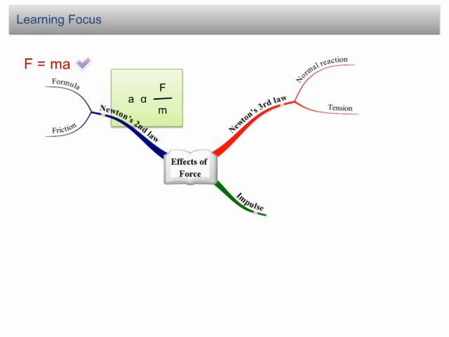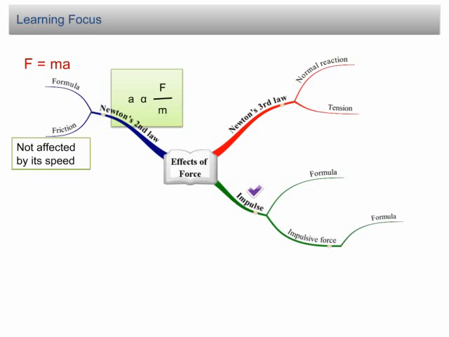We have also discussed friction, where we learned that the friction exerted on an object is not affected by its speed of motion. In the previous lesson, we also discussed Newton's third law of motion and what normal reaction and tension are. In this lesson, we will discuss impulse, including its formula. We will also discuss impulsive force, its formula and applications of impulsive force. Last but not least, we will discuss the safety features of vehicles.